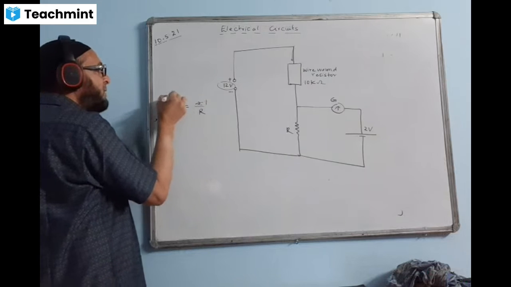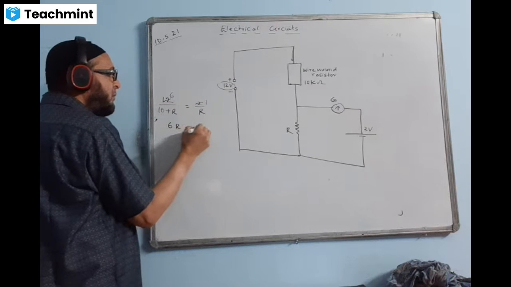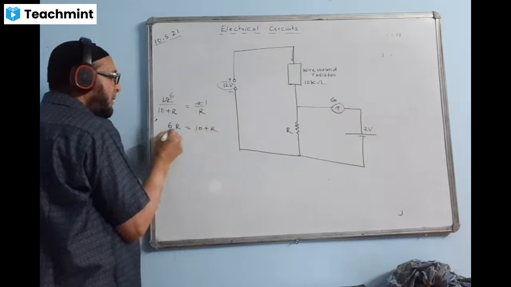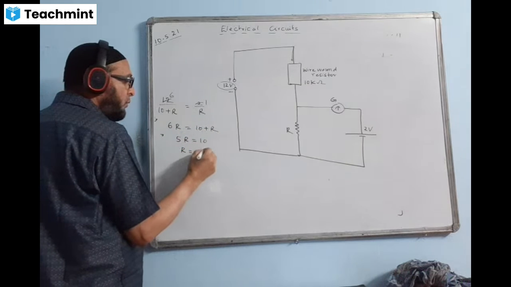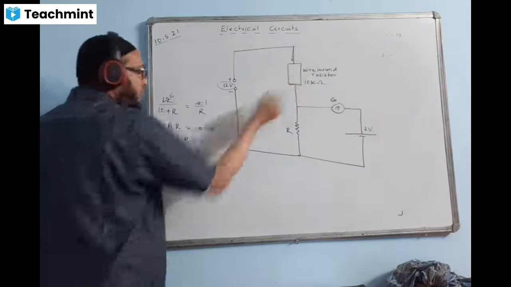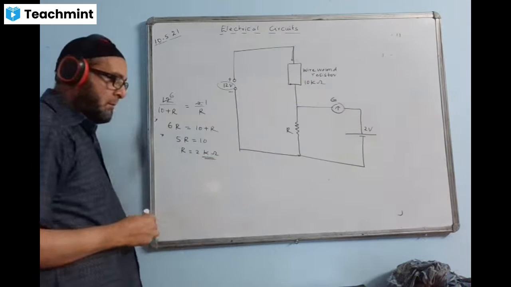Now 6R is equal to 10 plus R. 5R is equal to 10. Therefore, the R value comes to 2, and the unit is the same, kilo. This was kilo, so this also will come in kilo. Finished.